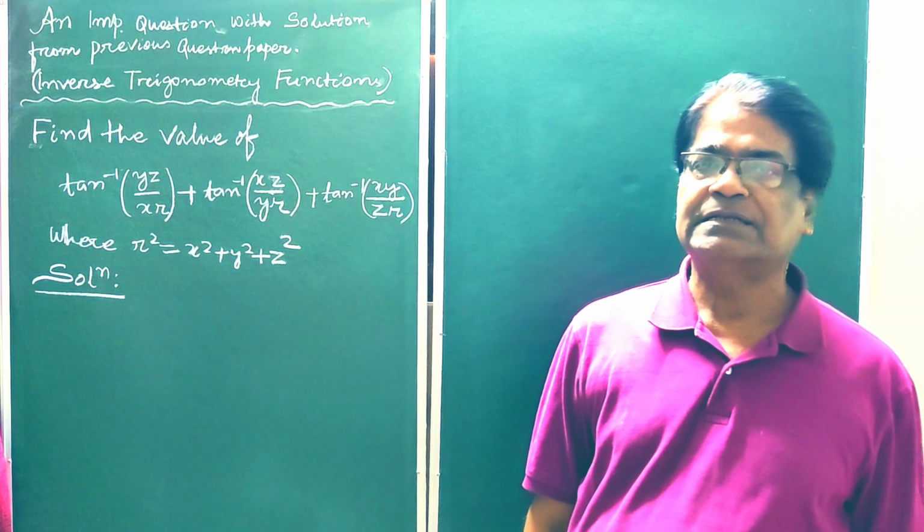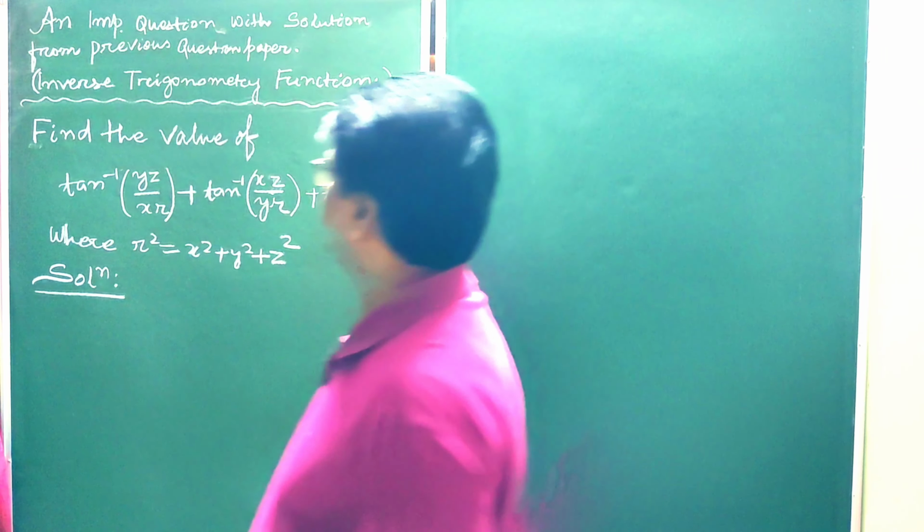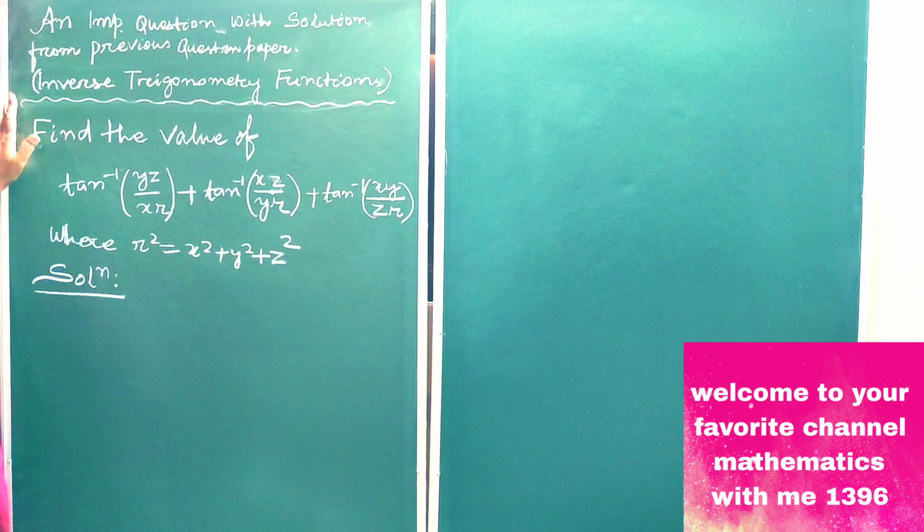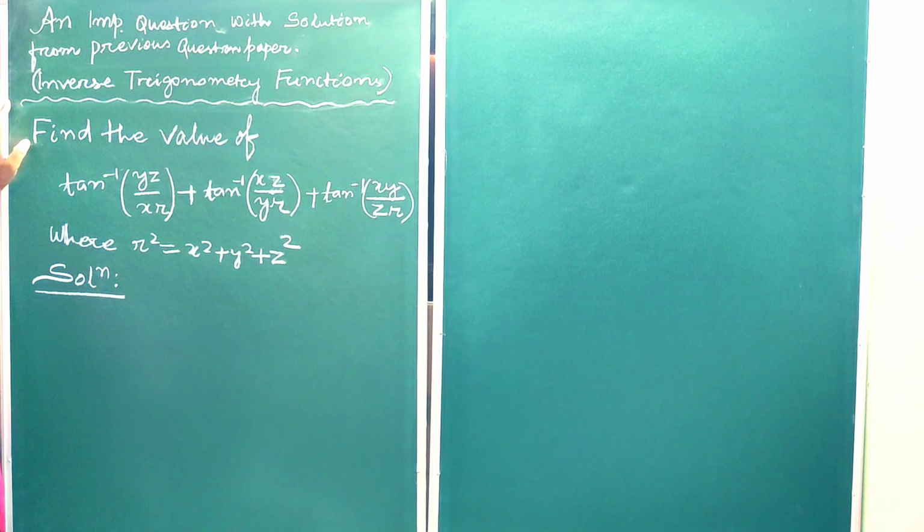Hello students, let us solve today the question from inverse trigonometric function. The question is: find the value of tan inverse yz by xr plus tan inverse xz by yr plus tan inverse xy by zr, where r square is equal to x square plus y square plus z square.